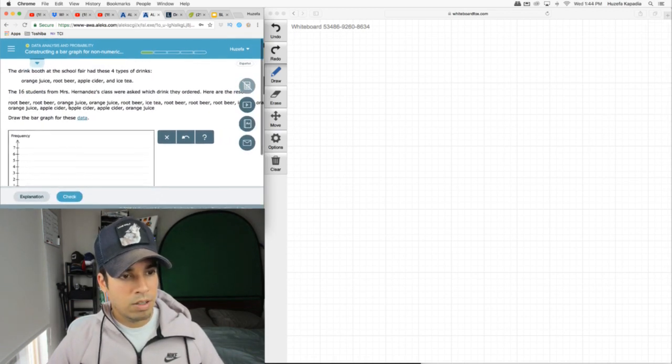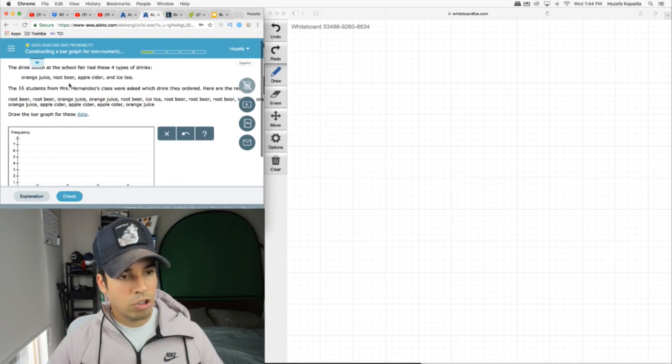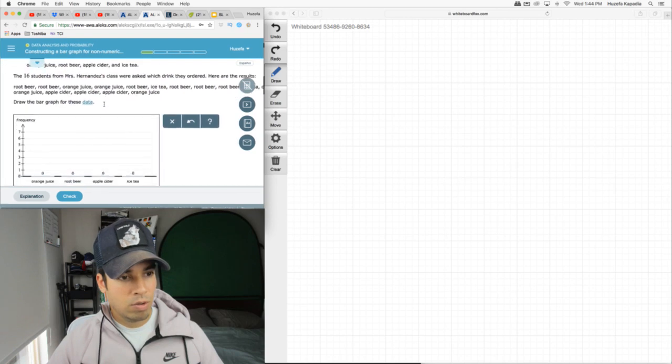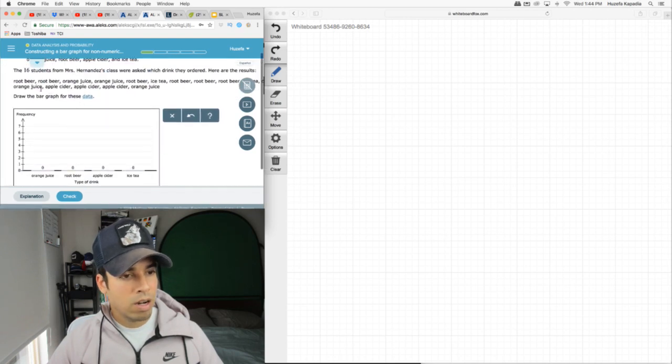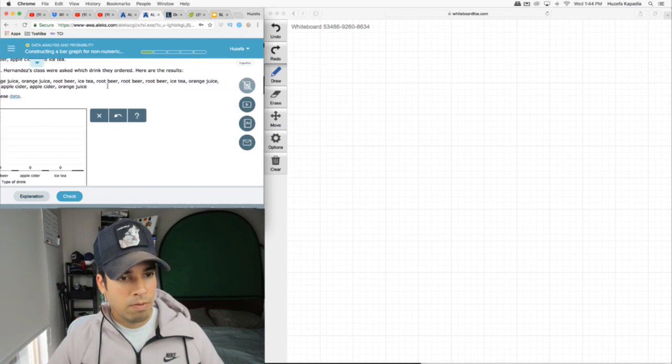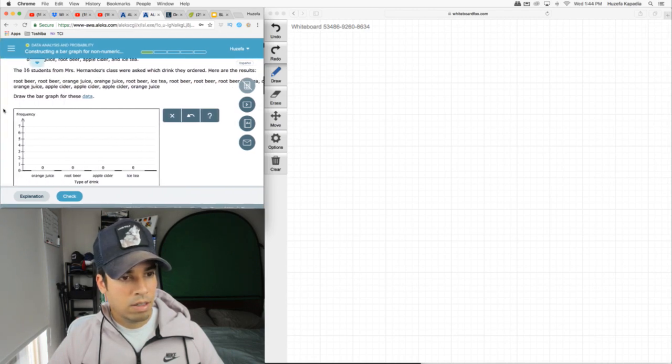All right, same idea. The drink, so we have 4 types of drinks: orange juice, root beer, apple cider, and iced tea. We got 16 students. Here are the results. Let's go for it. First, let's count root beer. We got 1, 2, 3, 4, 5, 6. 6 root beers.